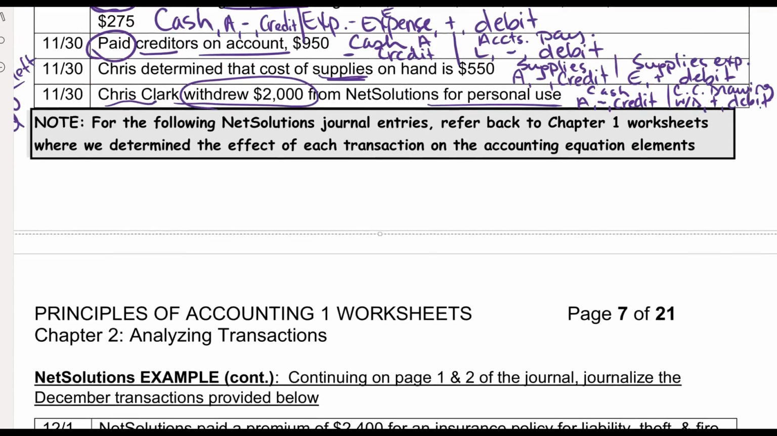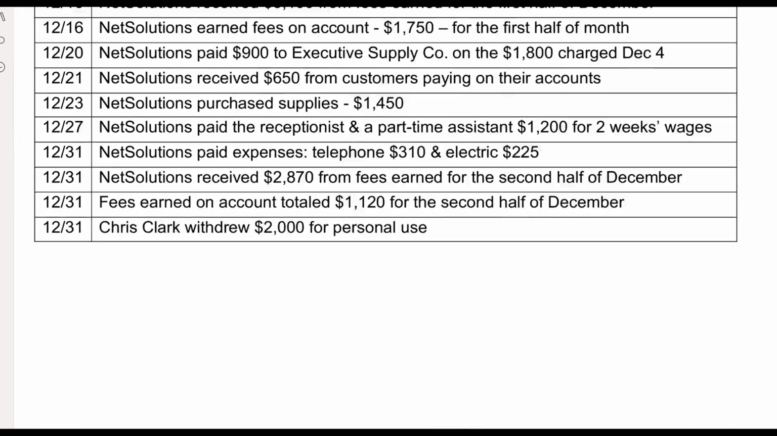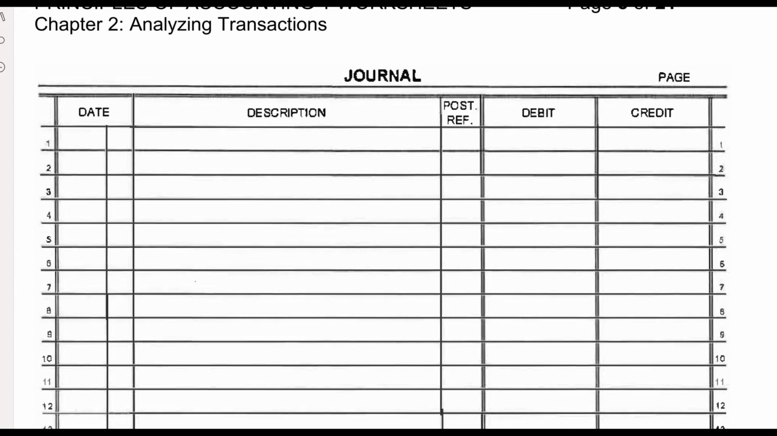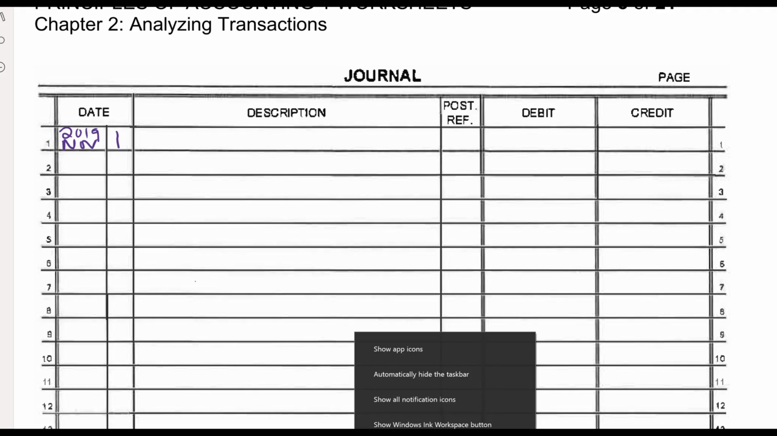So the next thing we're going to do is skip down to page 8. That's the first page of our journal pages. And we're going to journalize these entries that we just worked on. So on the first line of every journal page, you'll write the year, the month that you're recording entries for, and you'll put the day in the smaller blank.